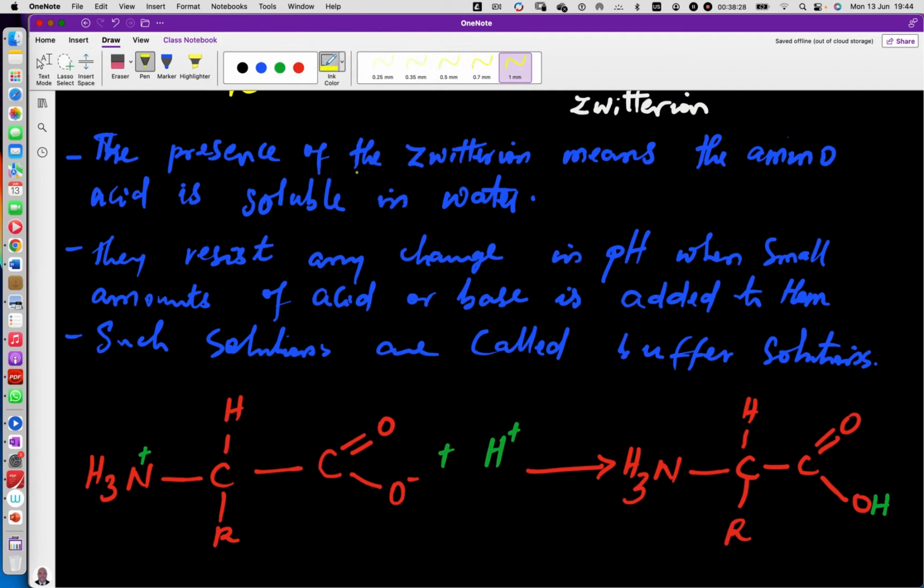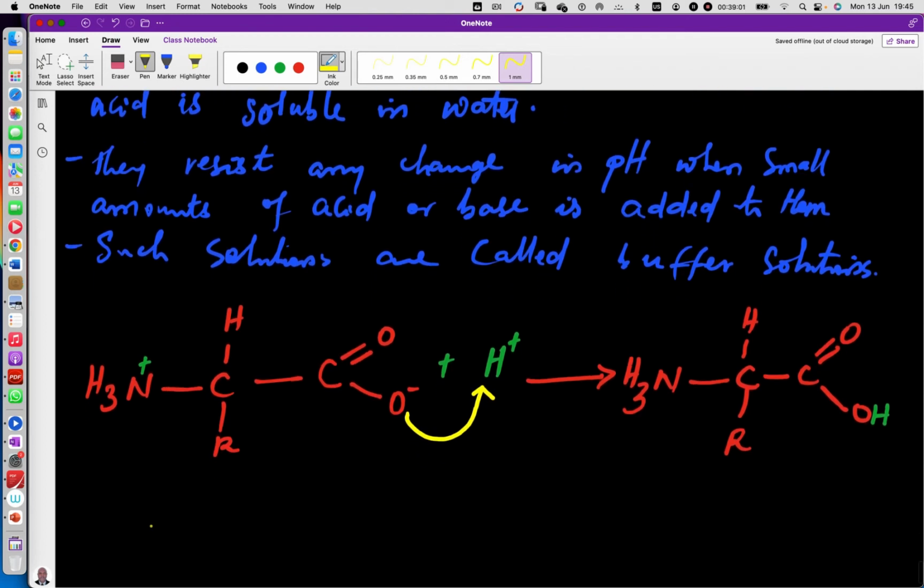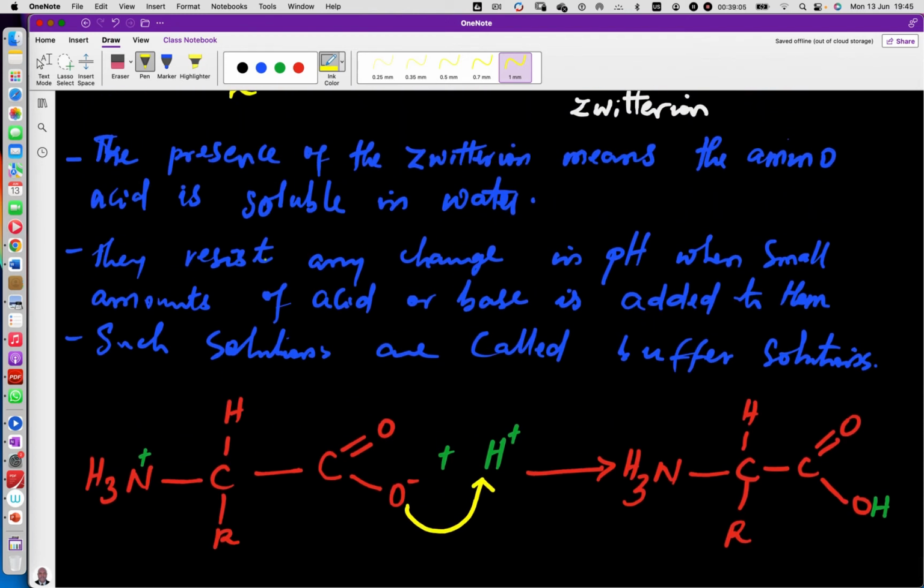Okay, there is a lone pair here. So as I said, now if the pH of the solution, this is a solution, this is a zwitter ion. I said the presence of the zwitter ion means that the amino acid is soluble in water. Because of this zwitter ion, they are in the solution. And we said they resist any change in pH when a small amount of acid or base is added to them. Such solutions are called a buffer solution.